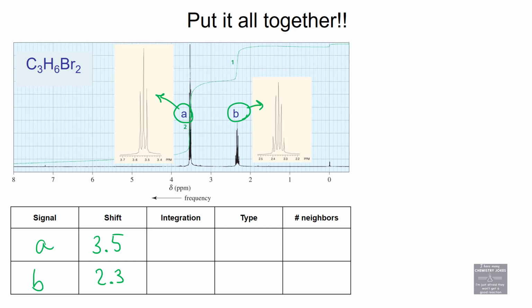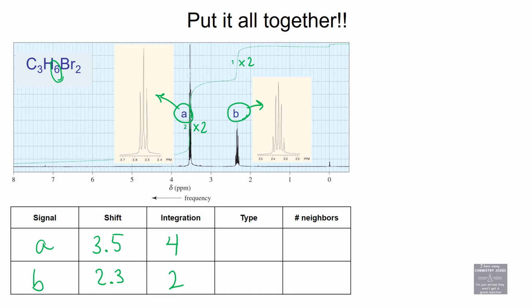All right, next comes integration. Integration means trace that green line, and we see these little tiny baby green numbers. Those green numbers are the integration values. But my chemical formula tells me there are 6 hydrogens, so I need to multiply each of those integration values by 2. That means A really represents 4 hydrogens, and B really represents 2 hydrogens, in order to represent all 6 hydrogens that are actually found in this molecule.